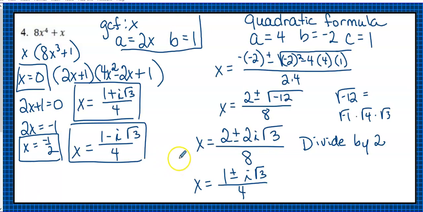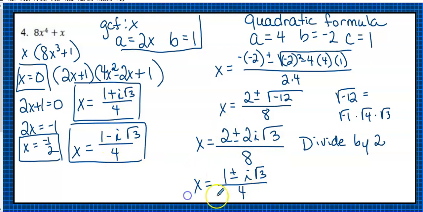Okay, so as you look at number 4, again, we did GCF x. We got x equals 0, and then we did our binomial and trinomial. We got another x equals -1/2. And then over here, I did quadratic formula. The square root of -12, that was 2i root 3. And then at the end, I could divide all of these by 2, and then I separated them into plus and minus.